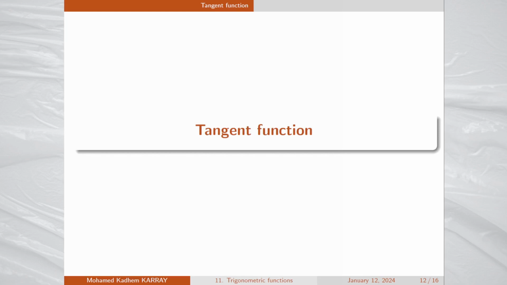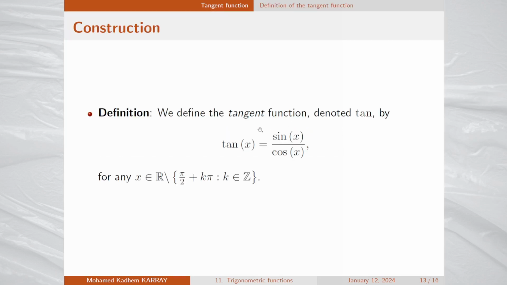We now define a third trigonometric function called the tangent function. The tangent function, denoted tan, is defined by tangent of x equals sine of x divided by cosine of x. And this is defined for any x such that the cosine is not 0. So it is defined for any x within the set of real numbers minus pi over 2 plus k pi, where k is a relative number.